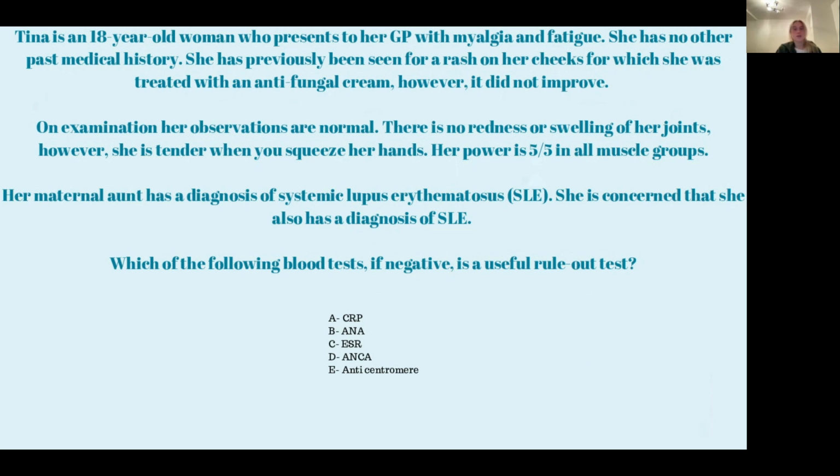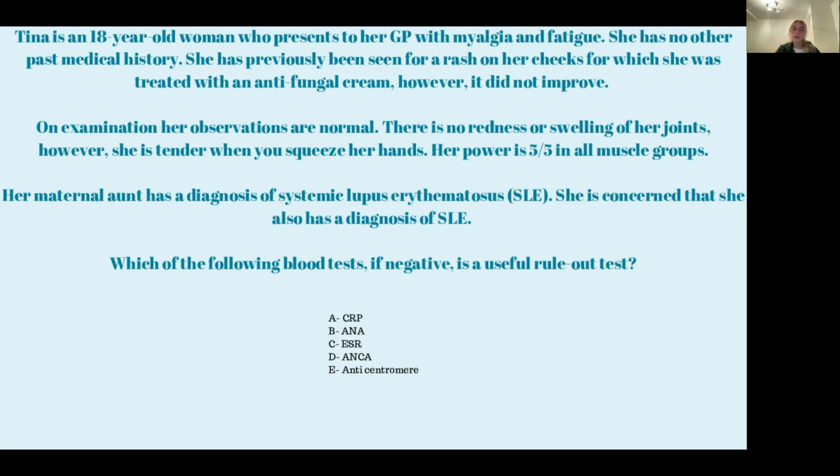She's got no redness or swelling of her joints. She has got tenderness over her MCPs when you squeeze them, but her power is 5 out of 5 in all of her muscle groups. She's got a maternal aunt who was diagnosed with SLE. So she herself is concerned that she could have SLE.